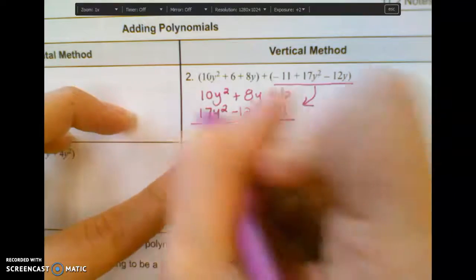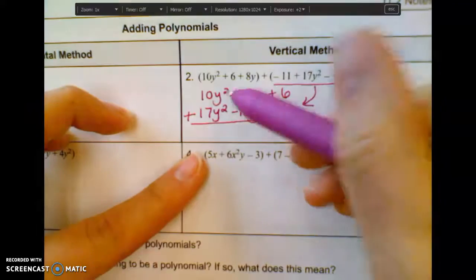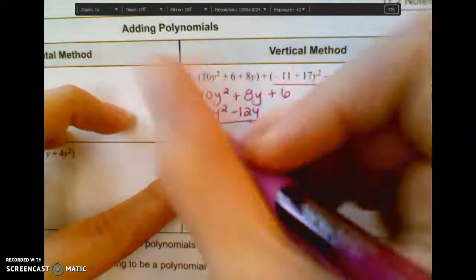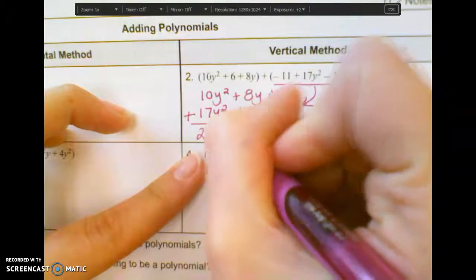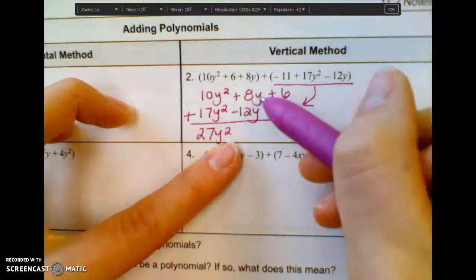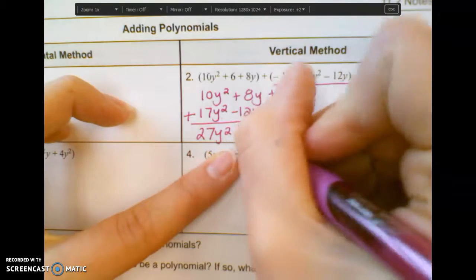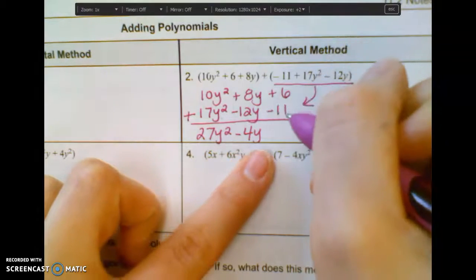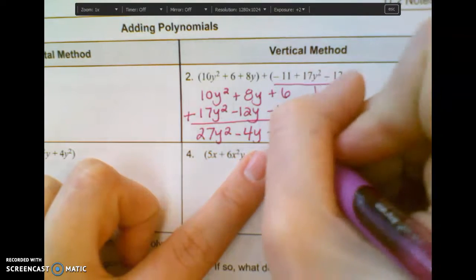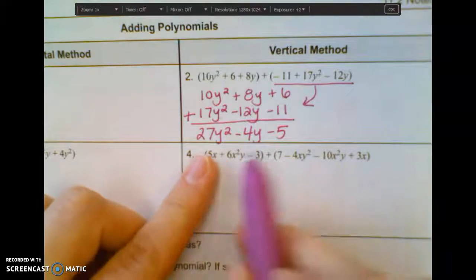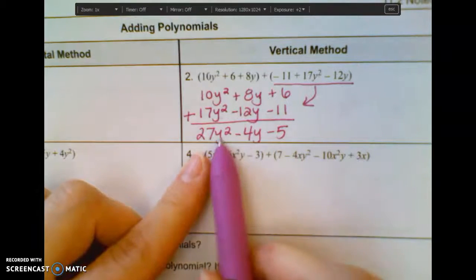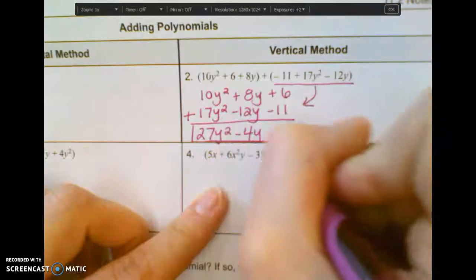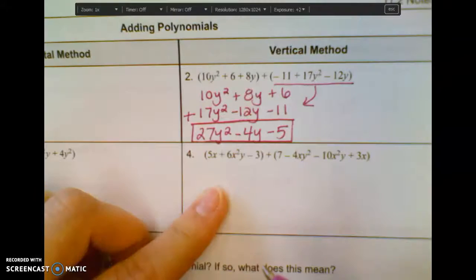Well, now what we can do is just add it up. We just add them up on top of each other. 10y squared plus 17y squared gives me 27y squared. Then I have 8y minus 12y gives me negative 4y. And then I have 6 minus 11, and that gives me negative 5. Is this in standard form? Yes. I have the y squared, the y, and then the constant. So this is finished. So those are the two methods.